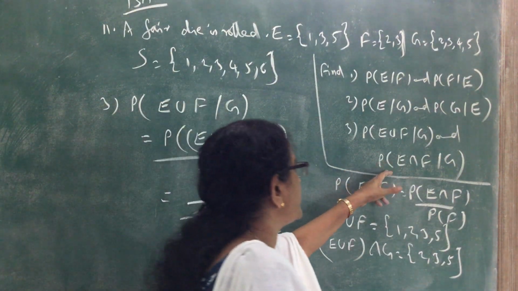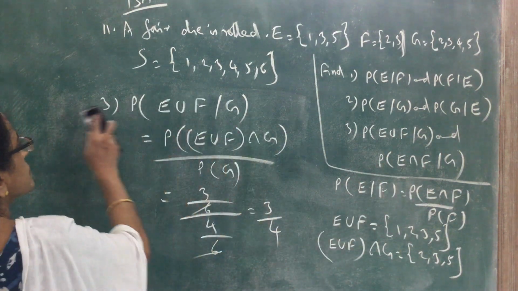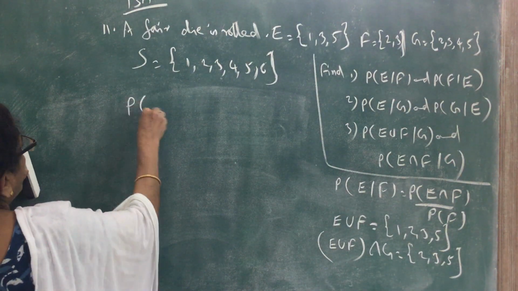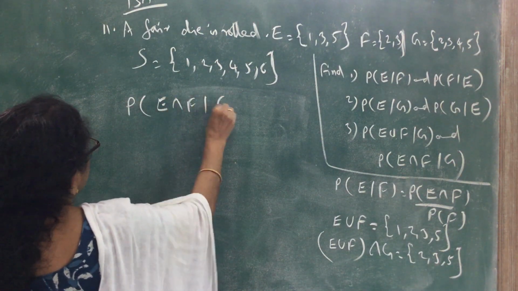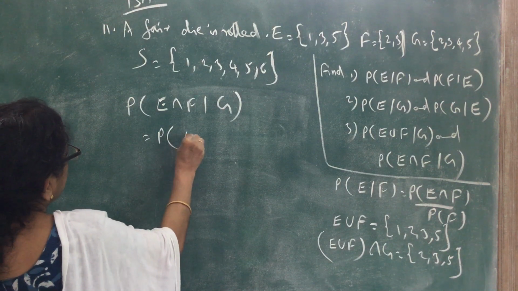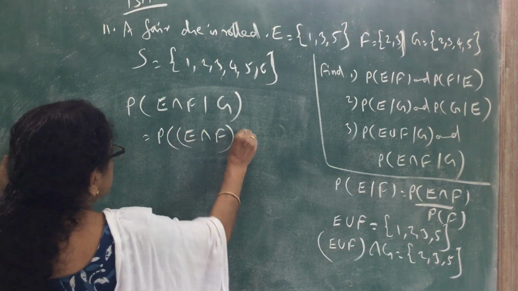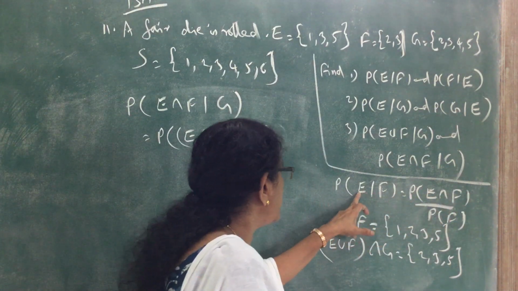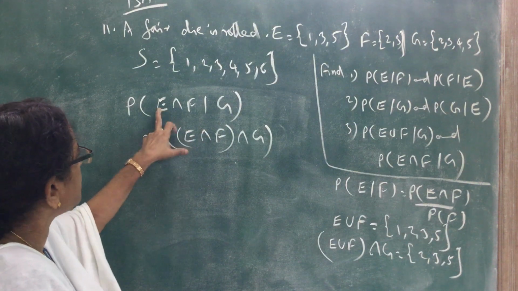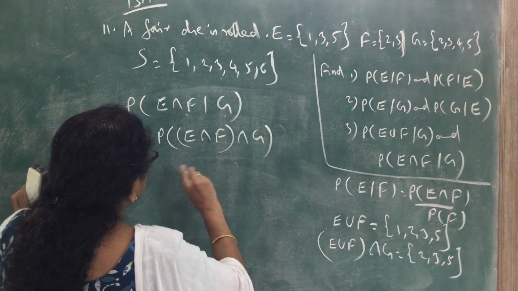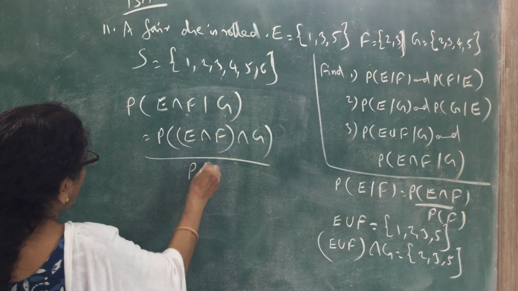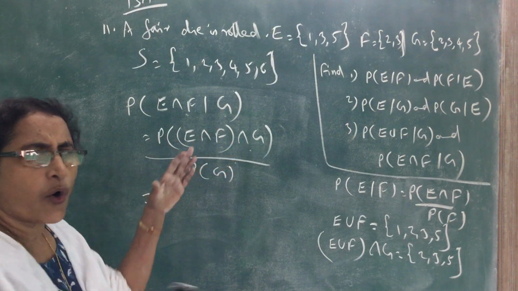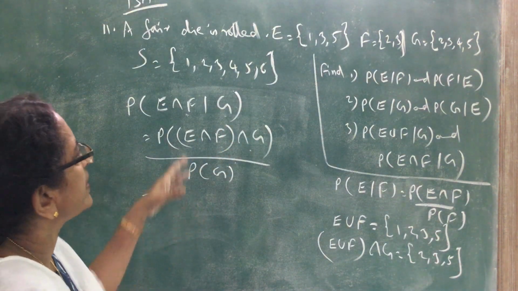Similarly, we can find the probability of E intersection F given G. P(E ∩ F given G) is equal to P(E ∩ F ∩ G) divided by P(G), the denominator. It is the same formula. So first we want to find E ∩ F ∩ G, all the common elements of E, F and G.